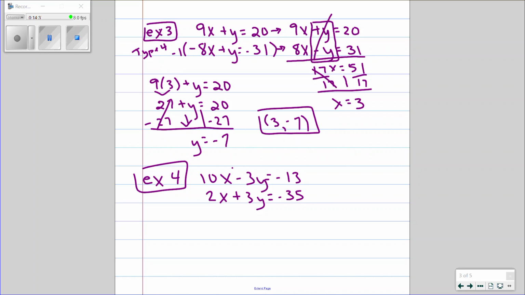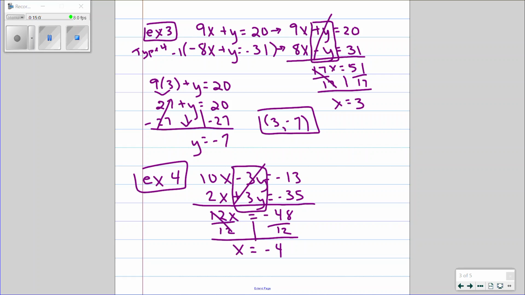So hopefully you were able to see that in this case we have a zero pair already. So all we need to do is add what we have. 10x plus 2x makes 12x. The negative 3y and positive 3y cancel. And then negative 13 plus negative 35 makes negative 48. And then from here, all I have to do is divide both sides by 12, so that x equals negative 4.